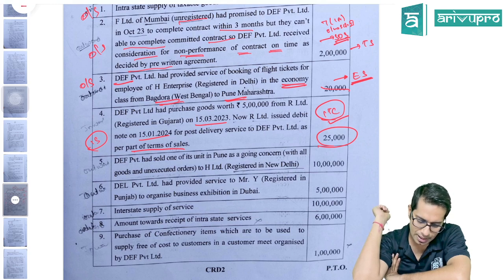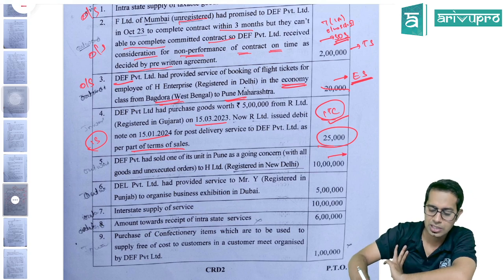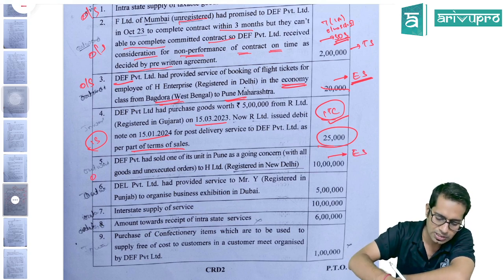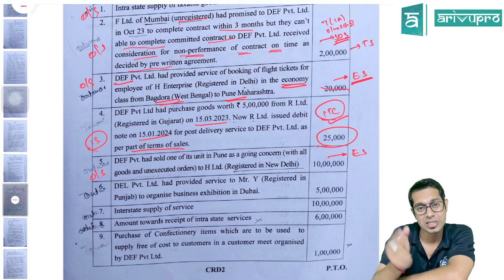D Limited had sold one of its units in Pune as a going concern to H Limited. Now because it is sold as a going concern, this is treated as what, sir? This is an exempt supply. Though it is an outward supply, it is an exempt supply. If you sell your entire business or any part of the business as a going concern, then it will be exempt.